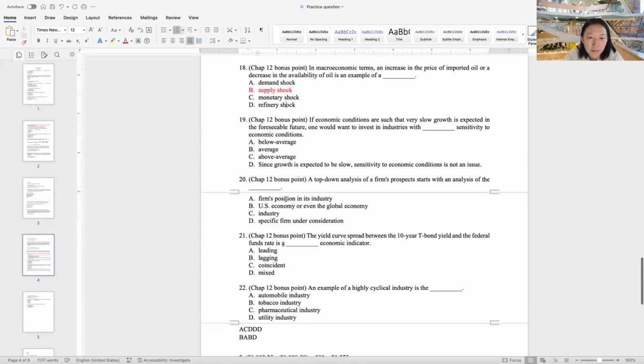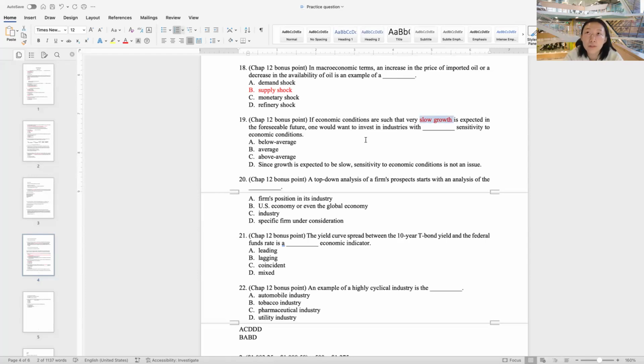Moving on, if economic conditions are such that very slow growth is expected in the foreseeable future, one would want to invest in industries with, so the growth is slow, how do we invest in that? In that macroeconomic condition, we want to invest in industries with low sensitivity to the economic condition, because the underlying economy is not good. If you have huge exposure, you move very closely with the economic condition. When the condition is not good, you do not grow very well, so the sector also grows at a very slow rate.